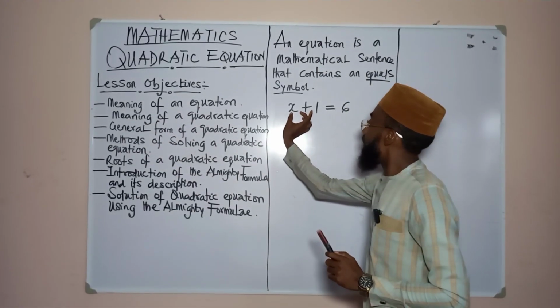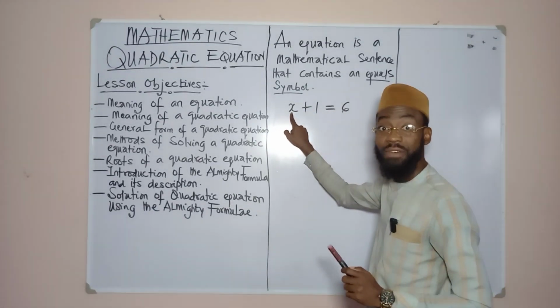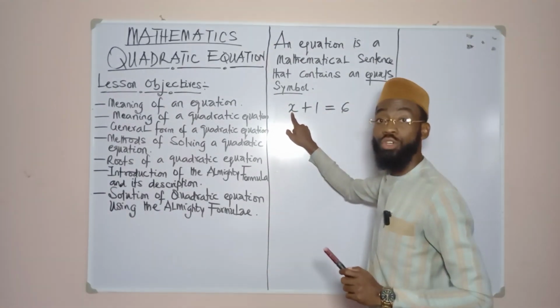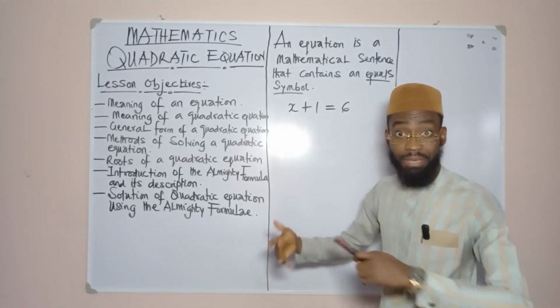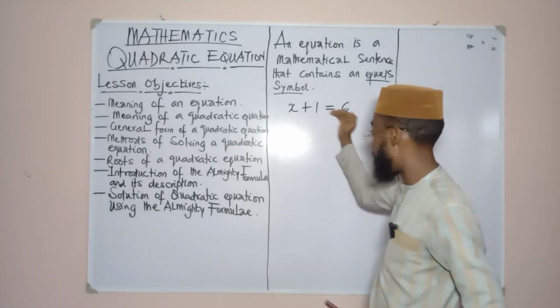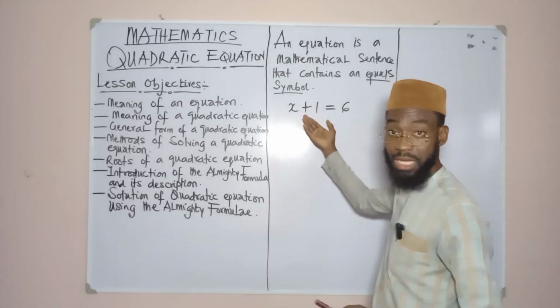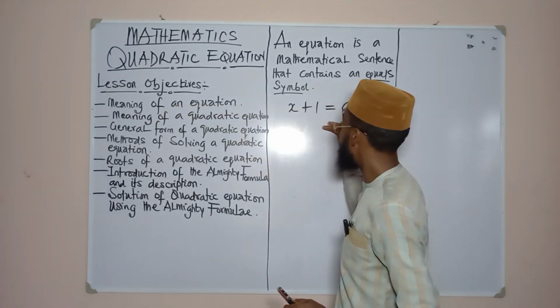Now, you will realize that in every mathematical sentence, we have what we call the variable. The variable here is called x. It could be any letter of the alphabet. Some persons could use A, B, Y, and so on and so forth. But x is always a common alphabet that is used in maths. So the very first lesson objective has been handled.